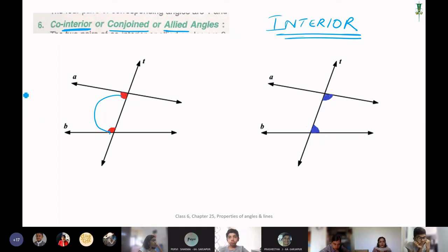So here if I was to name this as 1, 2, 3 and 4, what are the pairs of co-interior angles? 1 and 4, and 2 and 3. Got this? Yes, ma'am.